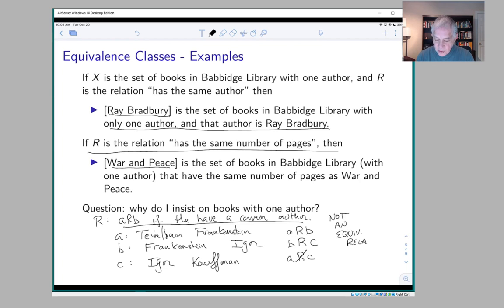And so to avoid this problem, I limited myself to books with only one author so that I could be sure having the same author is an equivalence relation. Because if book A has the same author as book B and they only have one author, and book B has the same author as book C, then book A and book C have the same author. So we avoid this problem.